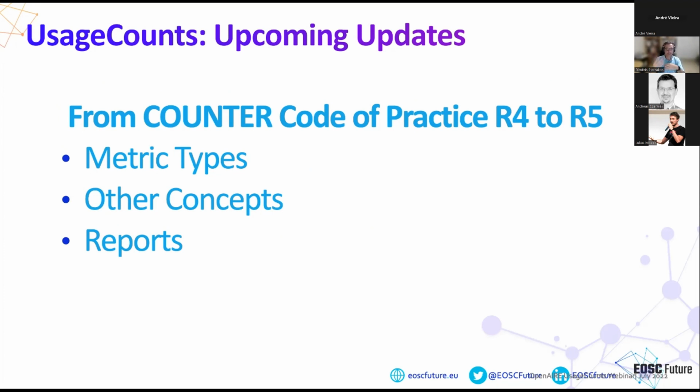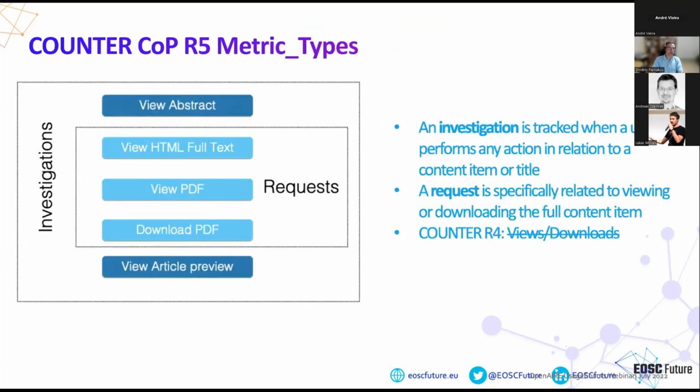So I will try to explain what the new metrics and the reports for this release are. I will provide some examples and the comparison between Release 4, which is currently offered by the UsageCounts service, and the upcoming Release 5, which is now in beta and will be offered in the next month. I will also discuss new concepts that are introduced, like the data types, the access method, the access type, and the year of publication.